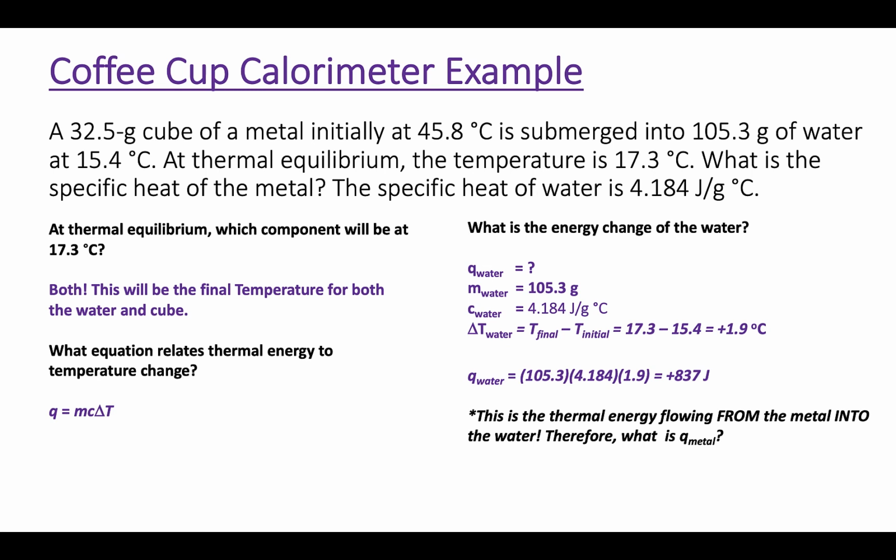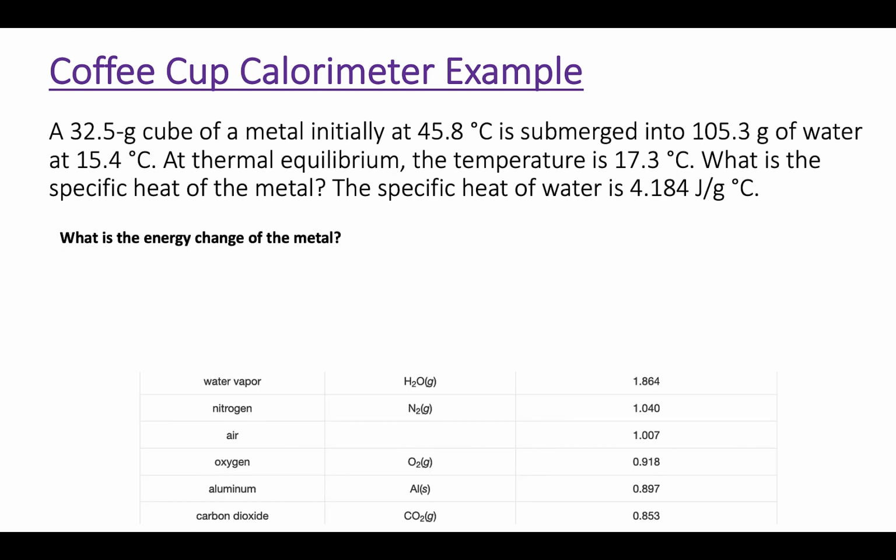So this is the thermal energy from the metal into the water, right? Because we're going to assume that there is no leaking of heat in our calorimeter example. And so the question now is, what is Q metal? And the answer is negative 837 joules, right? If the water gained 837 joules, the metal must have lost 837 joules of heat. And in using this value, we're going to be able to learn more about the metal. So the final question is, what is the energy change of the metal, and using that, how can we get the unknowns that are of our interest here?